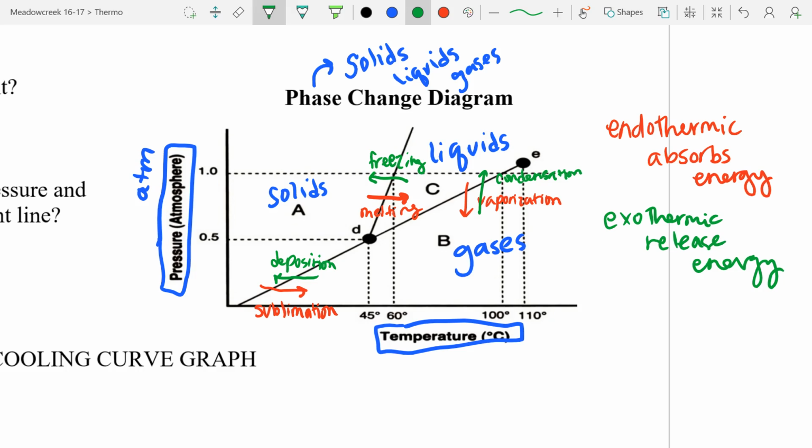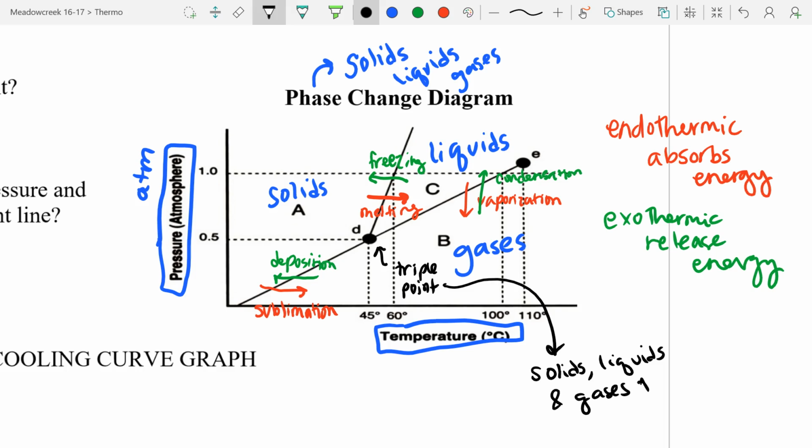And there are two key points on this graph. One is point D, and this is called the triple point. The reason why it's called the triple point is because you can see solids, liquids, and gases at the same time, which is super critical.